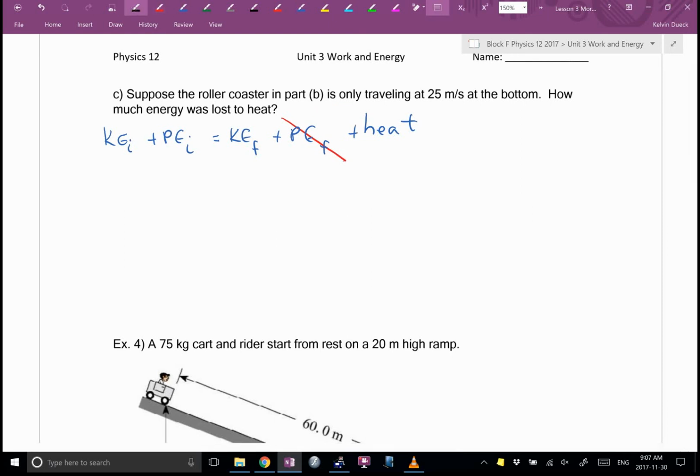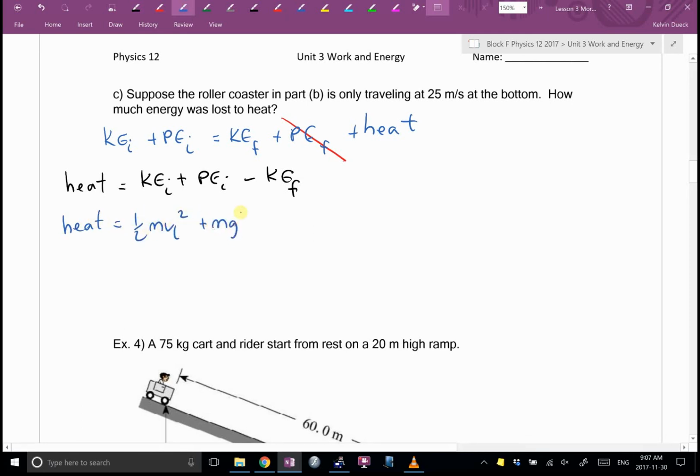So if I hear you correctly, you're telling me the heat is going to be calculated by taking the initial kinetic, the initial potential, minus the final kinetic. Whatever's missing went into heat. It's going to be a half m v initial squared plus m g h initial minus a half m v final squared. Do the m's cancel this time? Well, isn't there an m in everything? Not in heat. So I did have to give you the mass.